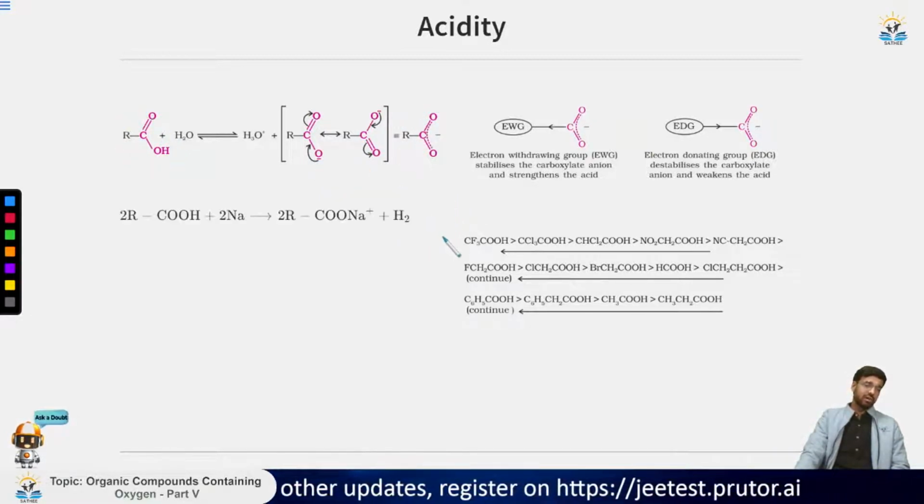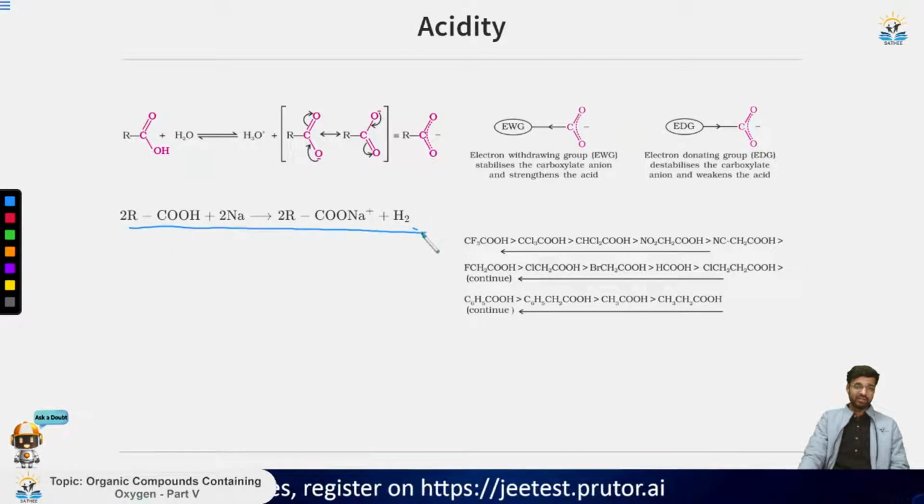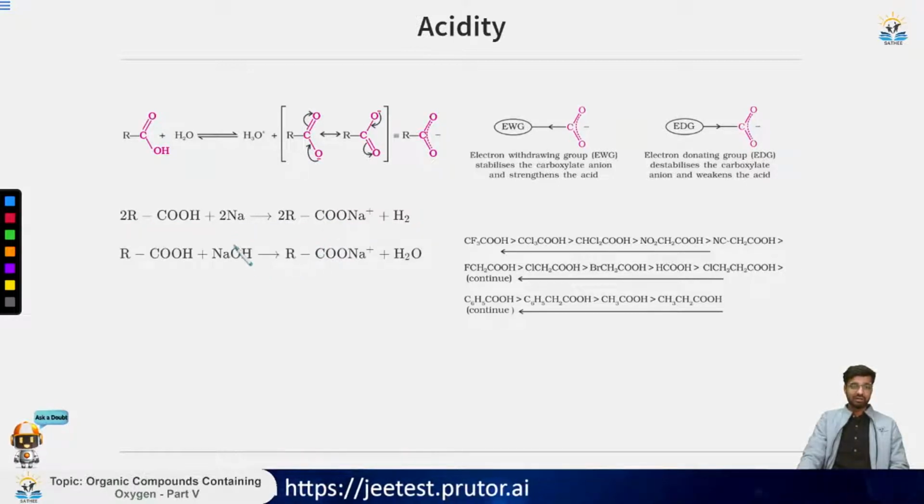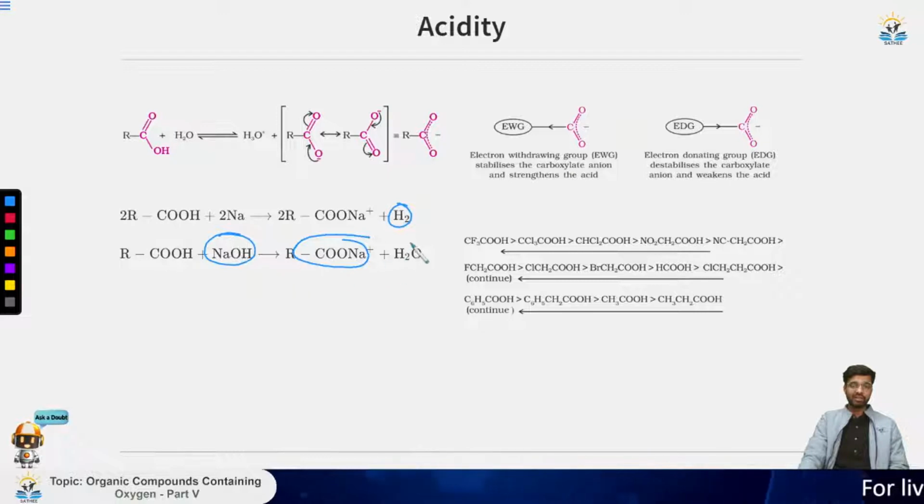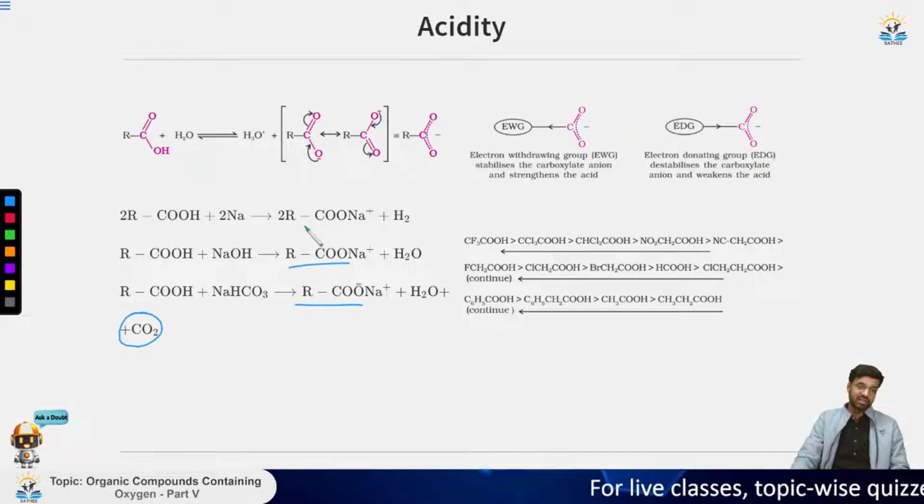Now next, how will I identify that it is acidic in nature? If you react it with a metal, you will simply get the sodium carboxylate ion. If you use NaOH, we'll also get this sodium carboxylate ion, but since we are not using the metal directly, instead of liberating hydrogen gas you will get water. And if you use NaHCO3, you will get water plus carbon dioxide. But the main product is the same for all of these.